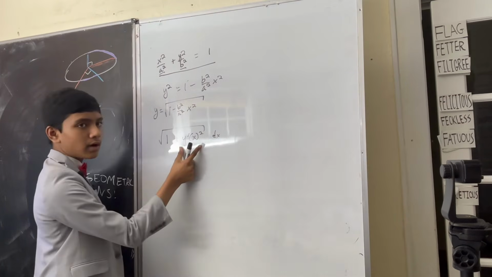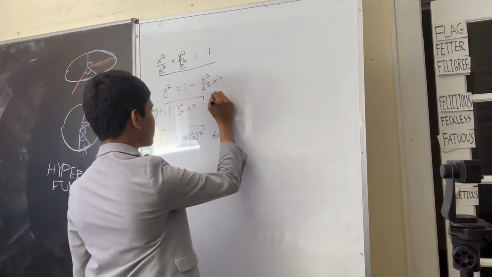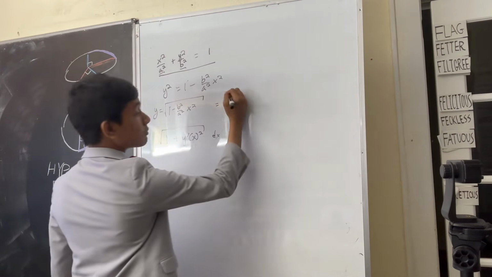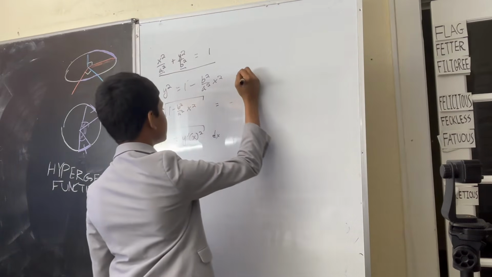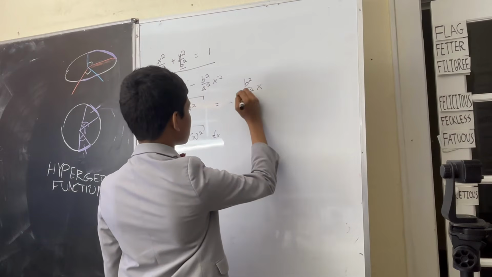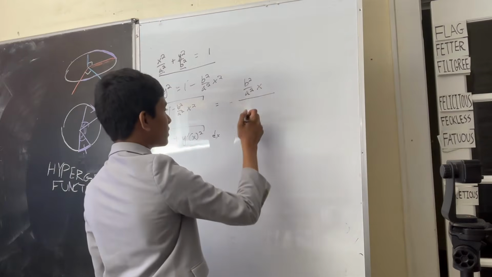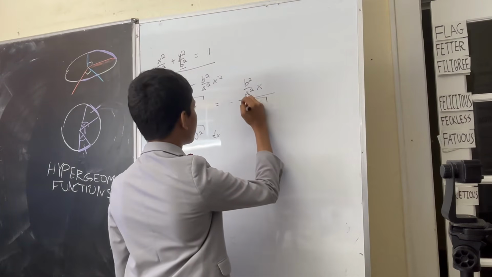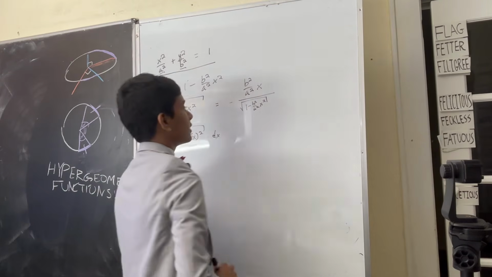And so what's y prime of x here? It changes because of the chain rule. And so this is going to give you minus b squared over a squared x. Oh no, that canceled out the 1/2. Divided by the square root of 1 minus b squared over a squared x squared.